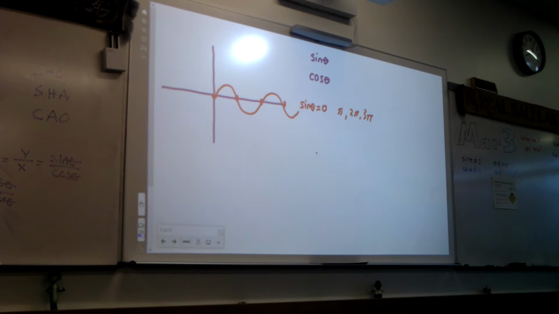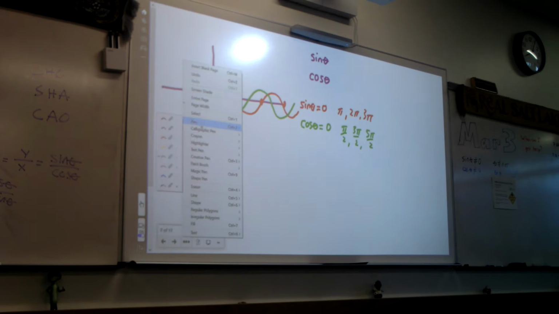of pi, right? Just barely we graphed cosine. And where did we see cosine was equal to 0? Pi halves, 3 pi halves. So cosine of theta is equal to 0 at those odd multiples of pi halves. So we have pi halves, 3 pi halves, 5 pi halves, etc. If we combine those together, what are we seeing? We're seeing every multiple of pi halves, not just odd multiples, but even multiples.